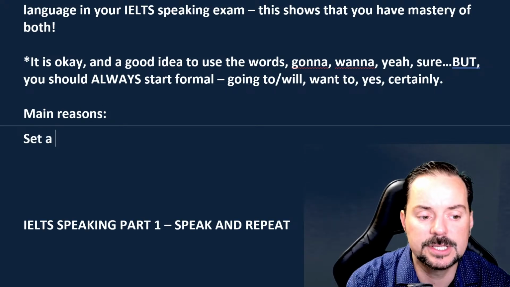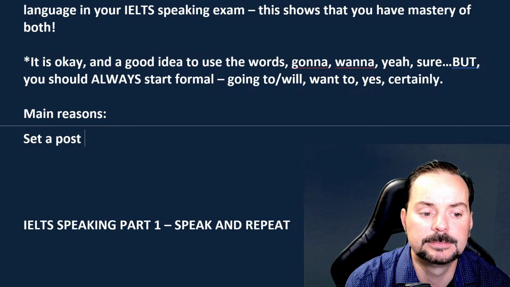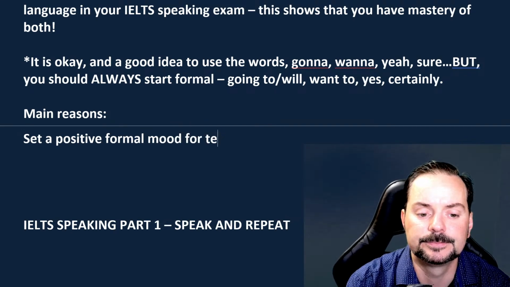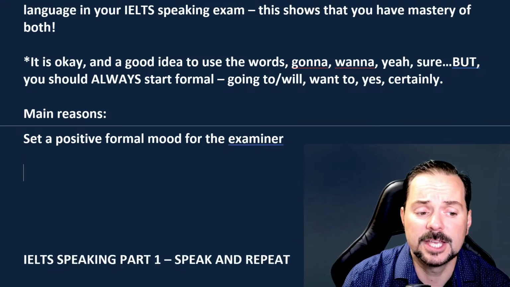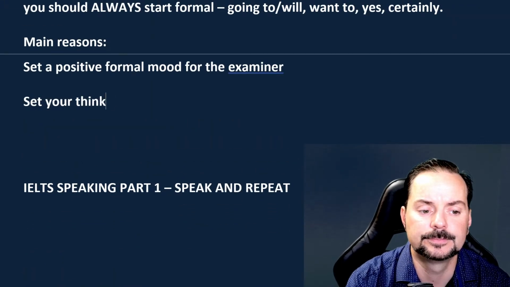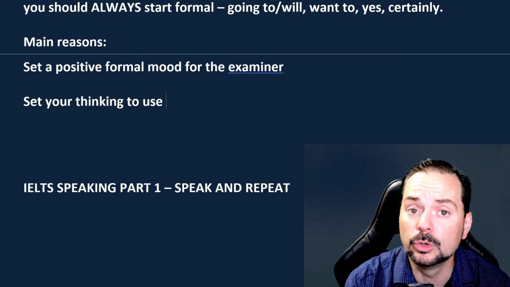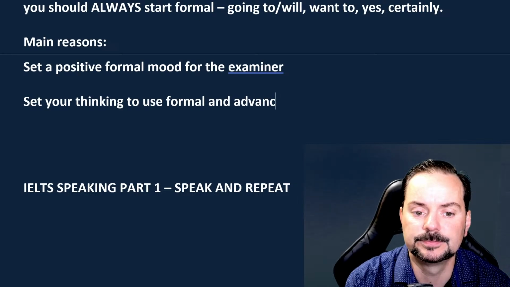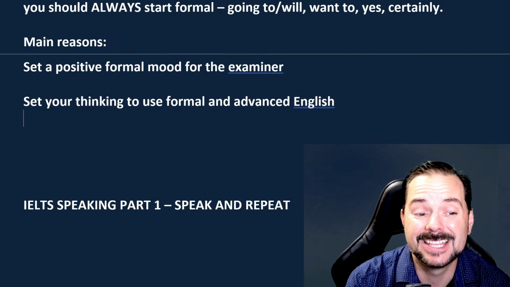So main reasons, set a positive formal mood for the examiner. Okay? Set your thinking to use formal and advanced English. Sound different.